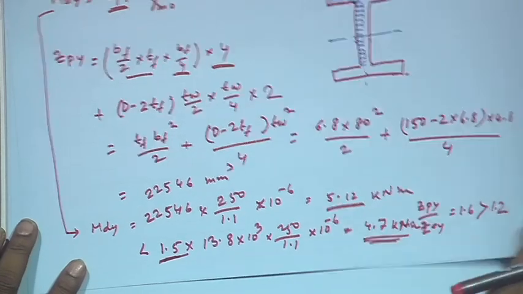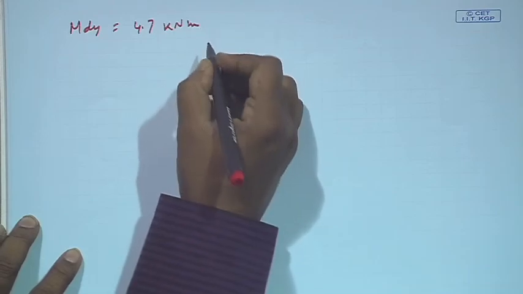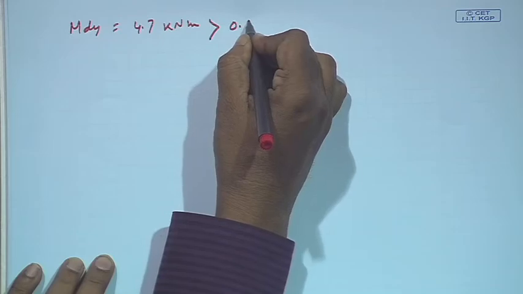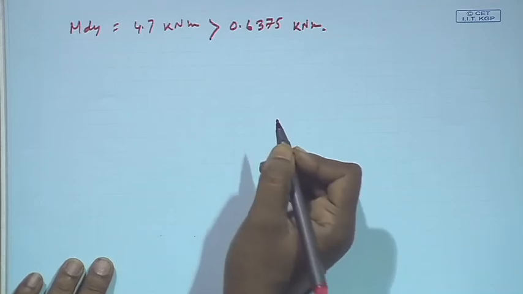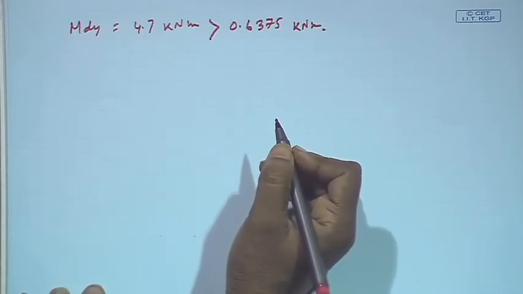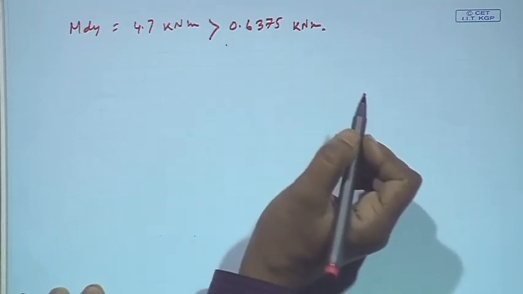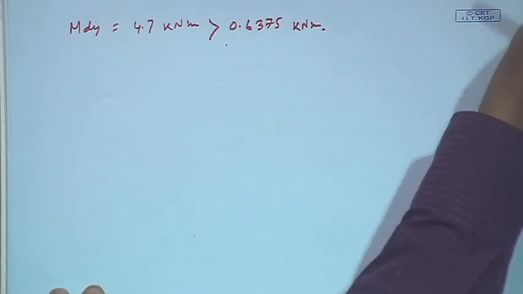Therefore, the Mdy value can be considered as 4.7 kilonewton meter, and it is more than the My value, that is 0.6375 kilonewton meter, right. So, this is also okay, right. So, individual moment carrying capacity in both the directions we could find is satisfying.